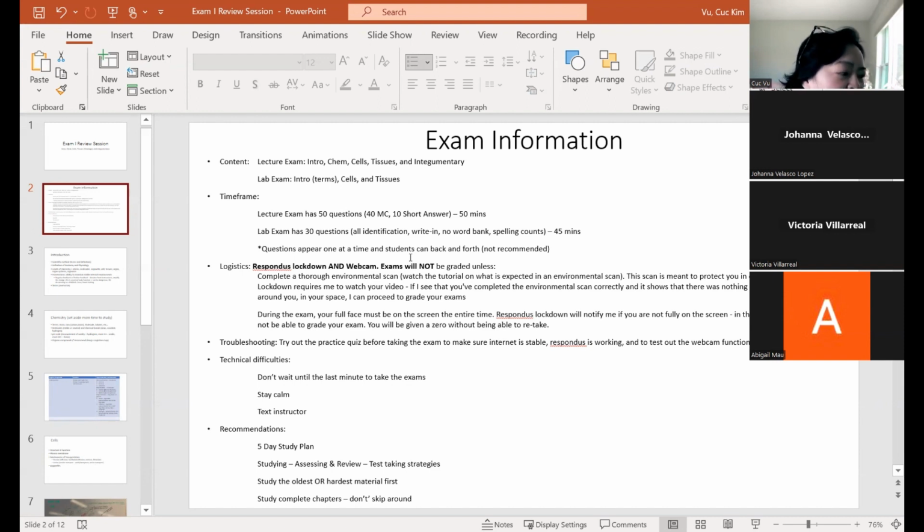All right. So logistically, you'll need to have Respondus LockDown and the webcam. Okay. Your exams unfortunately will not be graded unless you have a complete and thorough environmental scan. The scan is meant to protect you. Respondus requires me to watch your video if it detects academic dishonesty. And then I have to show that you were doing just fine, and then I click on a button that you're approved, and then your exam scores show up.